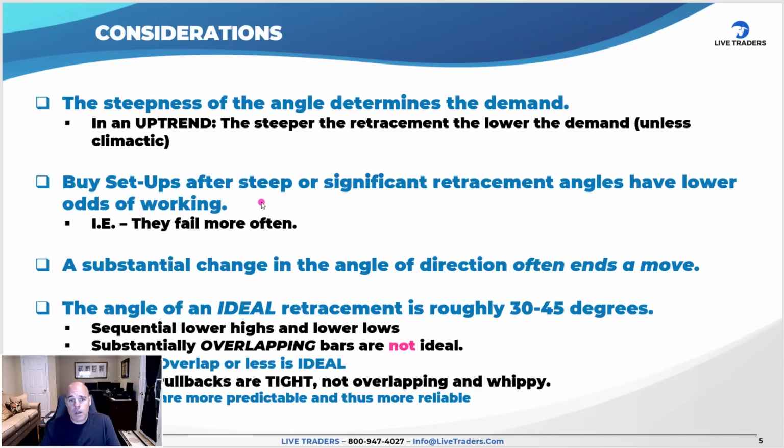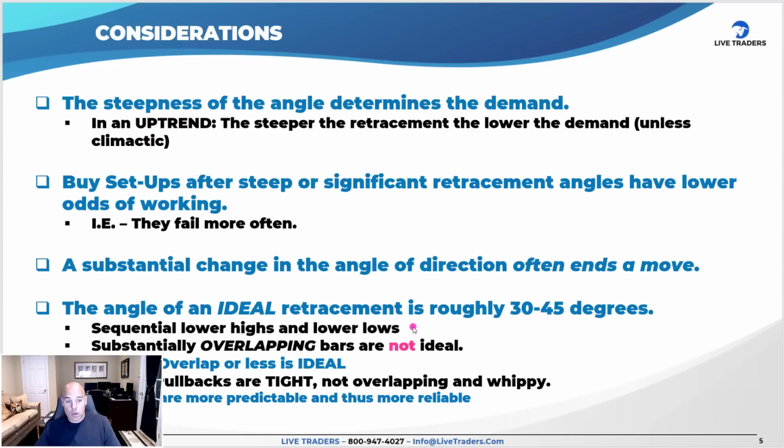Okay? So a substantial change in the angle of a direction often ends a move. So you may have a stock that's pulling back nice, 30%, 40%, and then boom, a wide range bar comes in. That often kind of ends the pullback, but it doesn't also mean that you're going to put in a new high on the bounce either. You likely will not. So the angle of an ideal retracement is roughly 30 to 45 degrees.